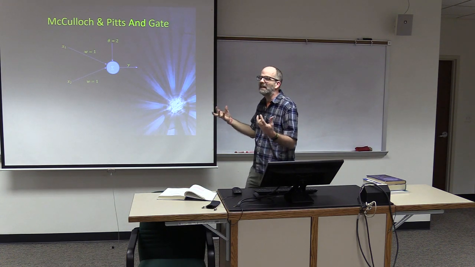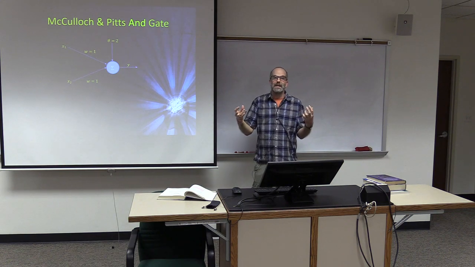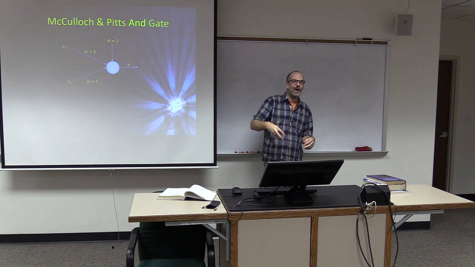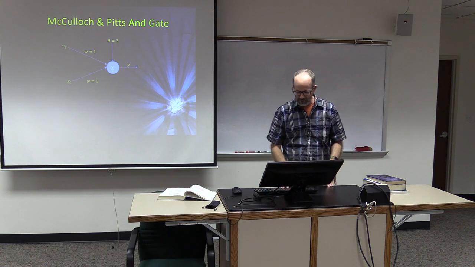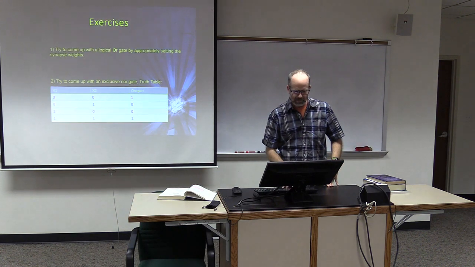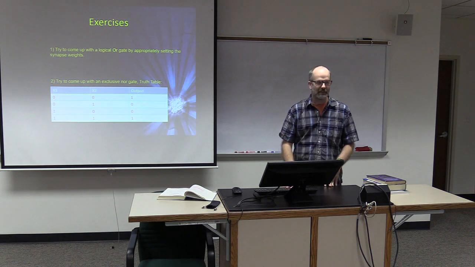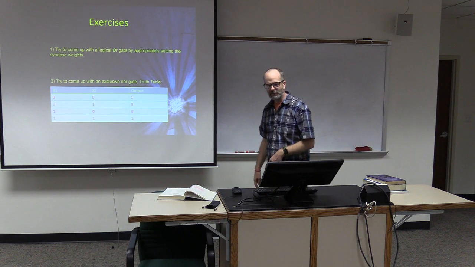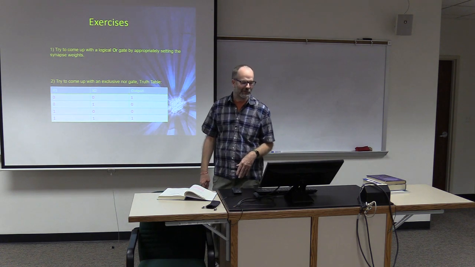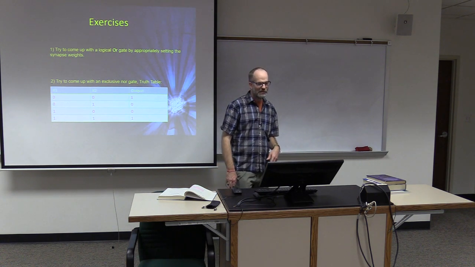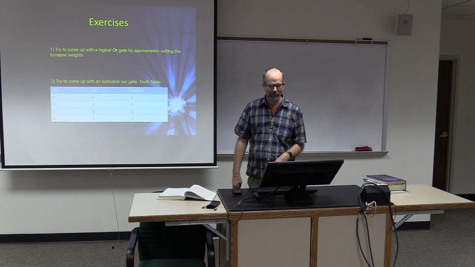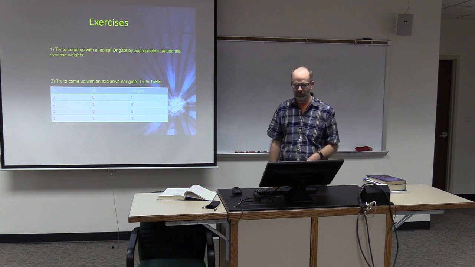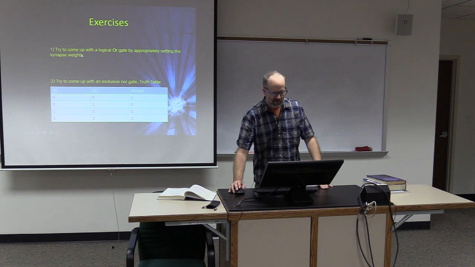And so I think that excited them, right? That we can make an AND gate out of a neuron. All right, now I've got one for you to try here. Actually, I've got 2 for you to try. If you have a neighbor and you want to talk about this just for a minute, see if you can come up with a logical OR gate by appropriately setting the synapse weights. So maybe I'll go back on my slide. You understand you're going to make an OR gate?